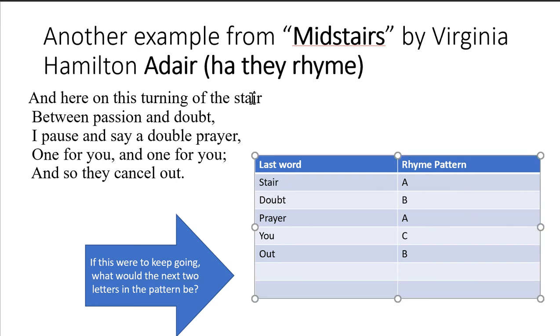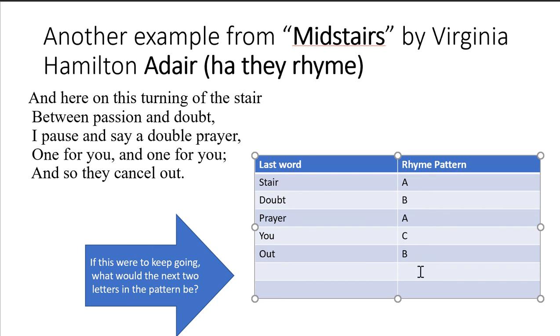Our first sound is air in the word stair. A, doubt with the sound out. B, prayer goes back to stair, so we're going to use A again, but then we have a random unrhyming line. So we're going to say C for this part with the word you. Out goes back to doubt, so we have B again. So the pattern here is a little bit, this is only part of the poem, but if it were to keep going, what would it be? A, B, A, C, B.